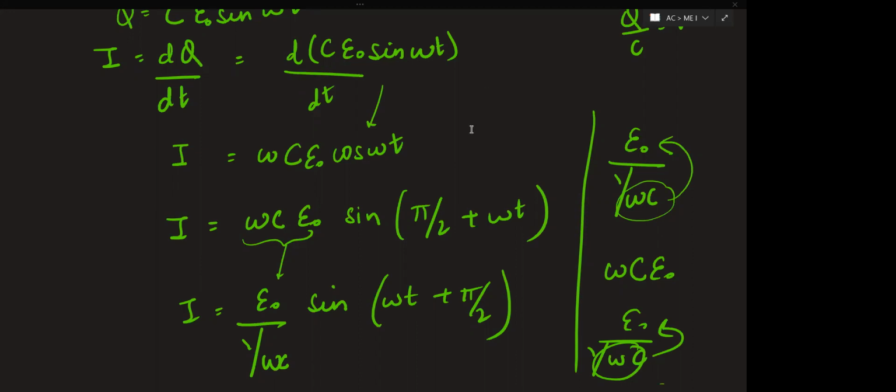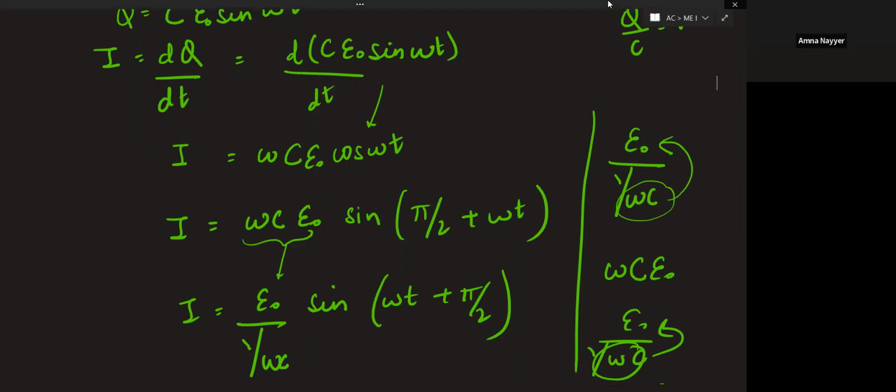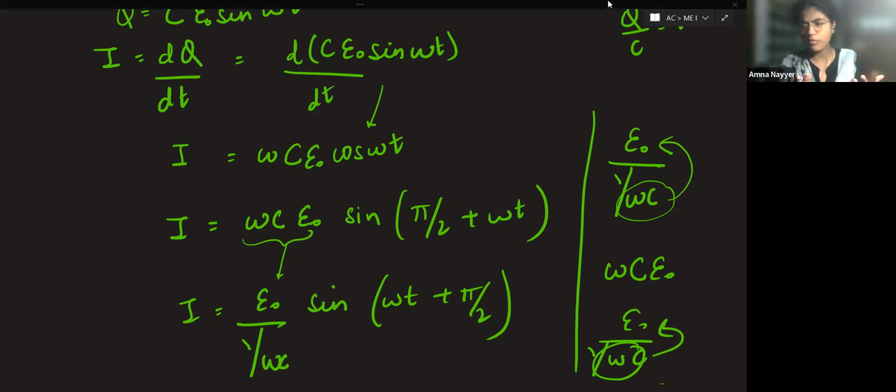See, this part involves what? Your current is equal to the rate of change of charge. Whatever is the charge that is present, the rate of change of charge is equal to current. That is the definition of current. So charge is written as C E naught sine omega t. Why? Capacitance multiplied by potential, Q is equal to CV, and V is written as E naught sine omega t. V or E you can write, EMF basically. Fine, till here it's clear.